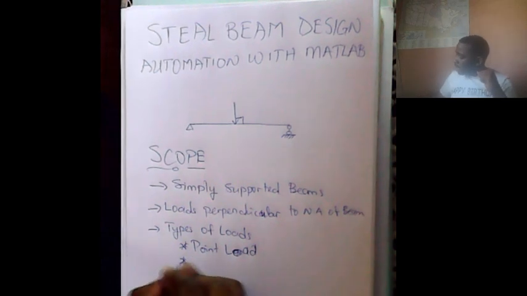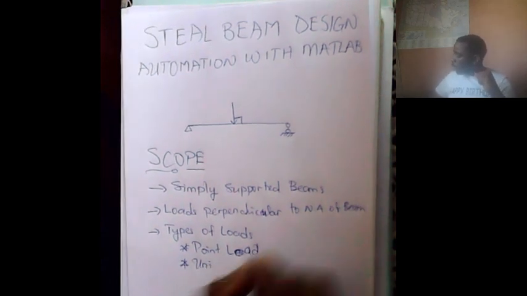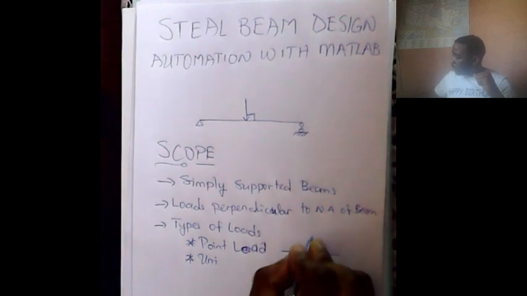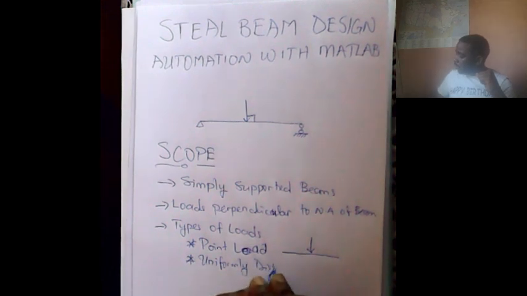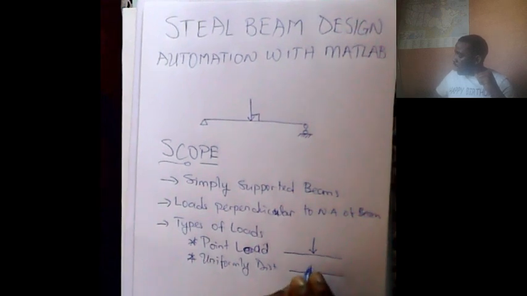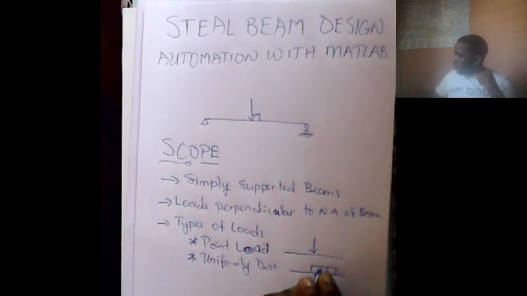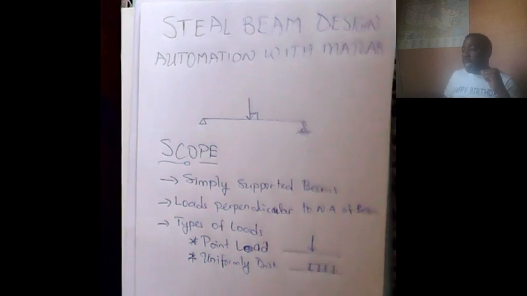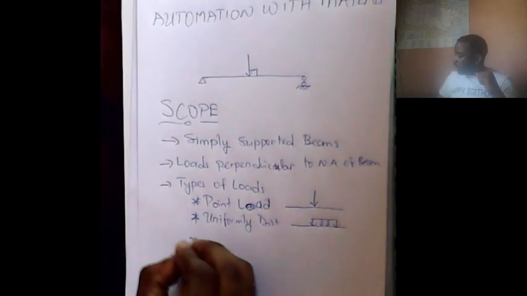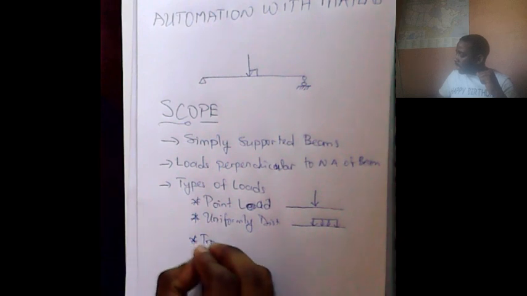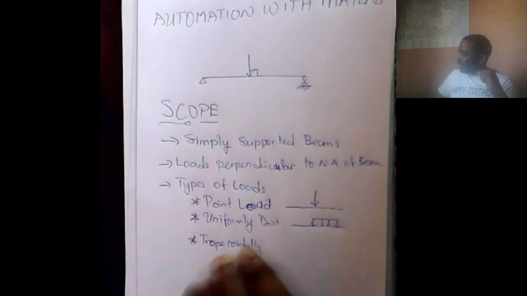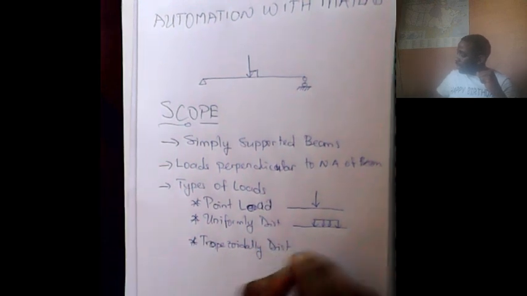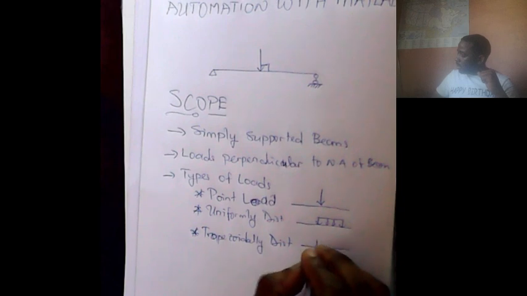The next is a uniformly distributed load. So when we say point load, this is what we are talking about. The next is uniformly distributed. Let me just put it like that. And this is what we are talking about, uniformly distributed. And then the last one, trapezoidally distributed. All right. So something like that.